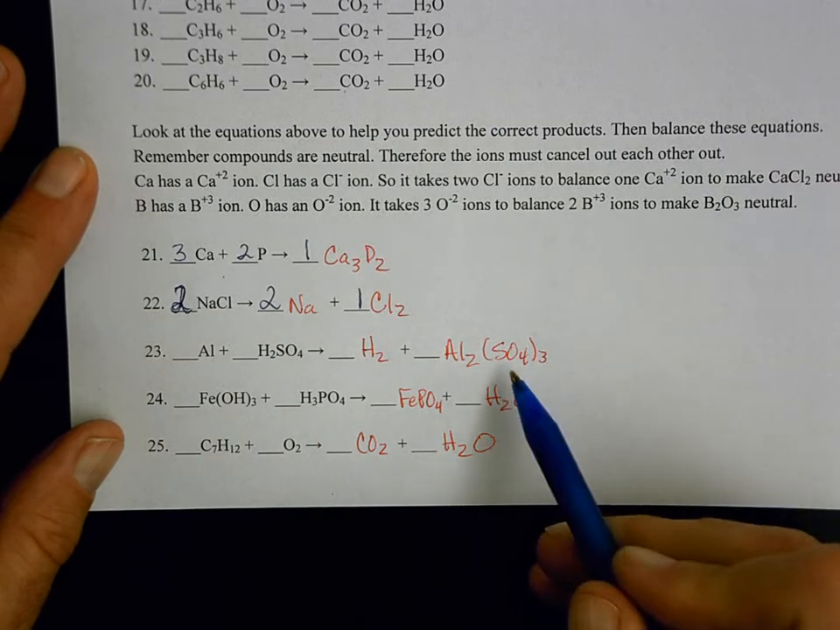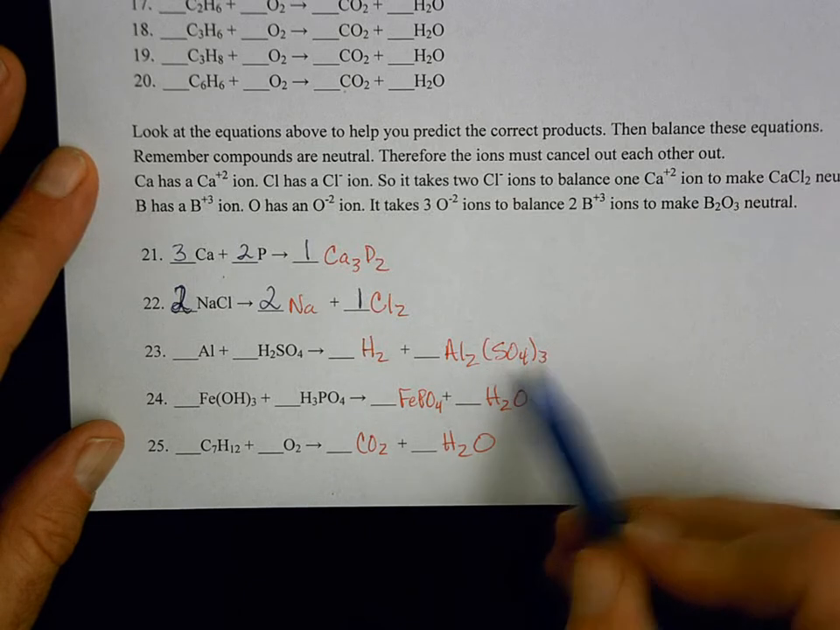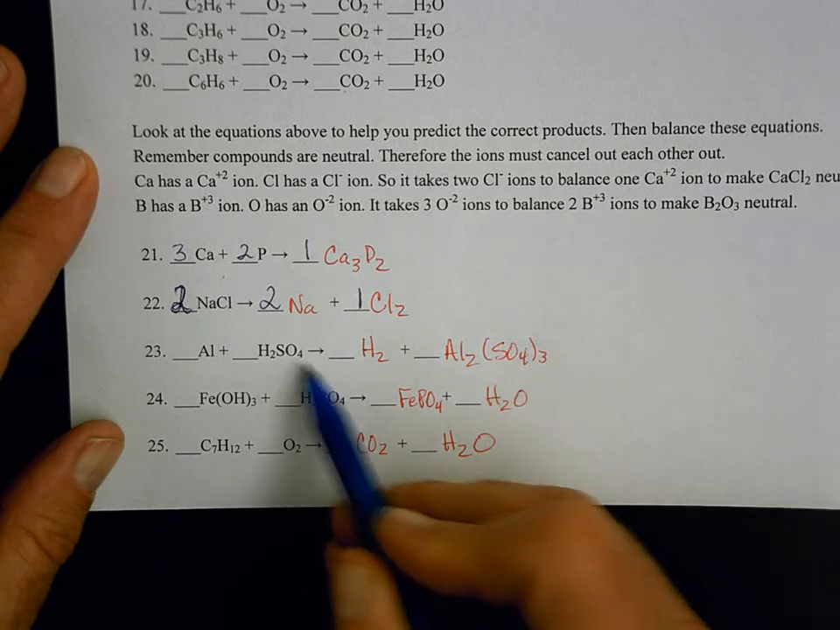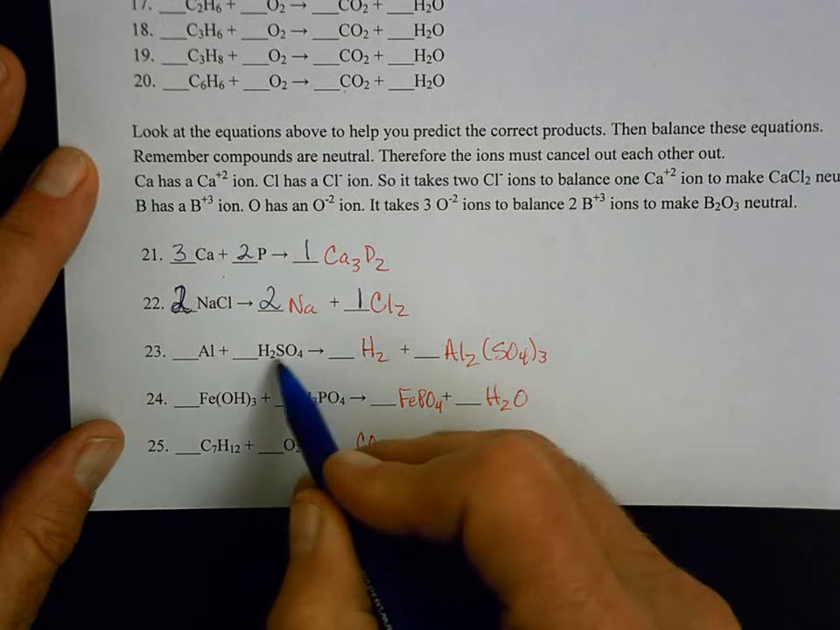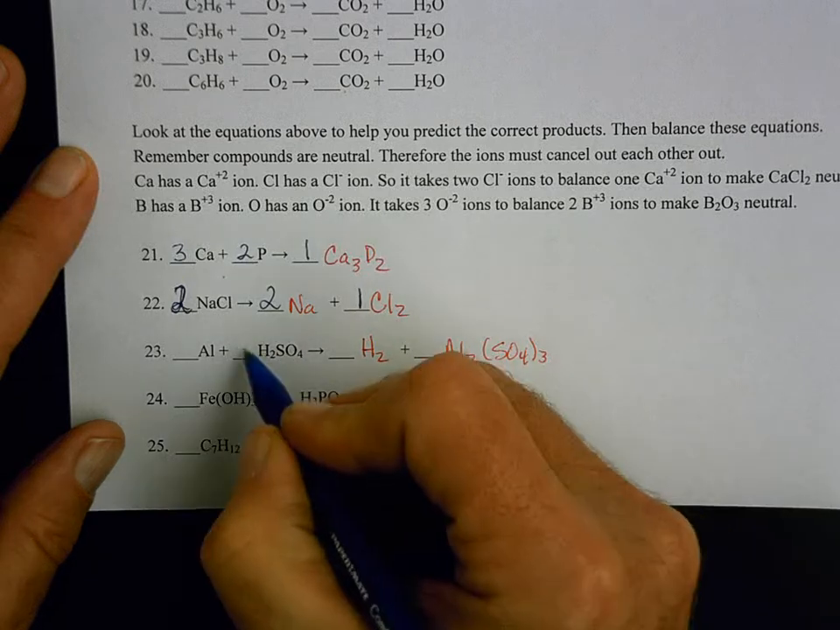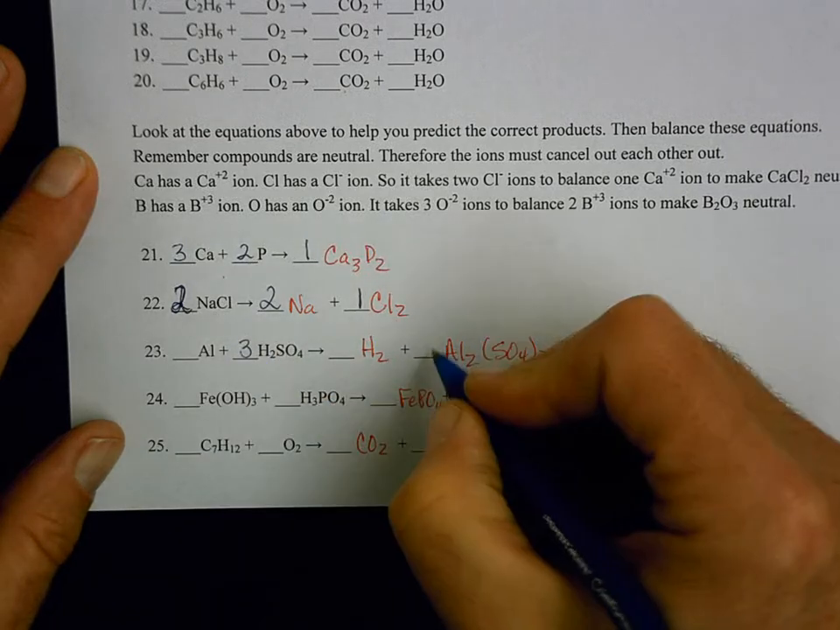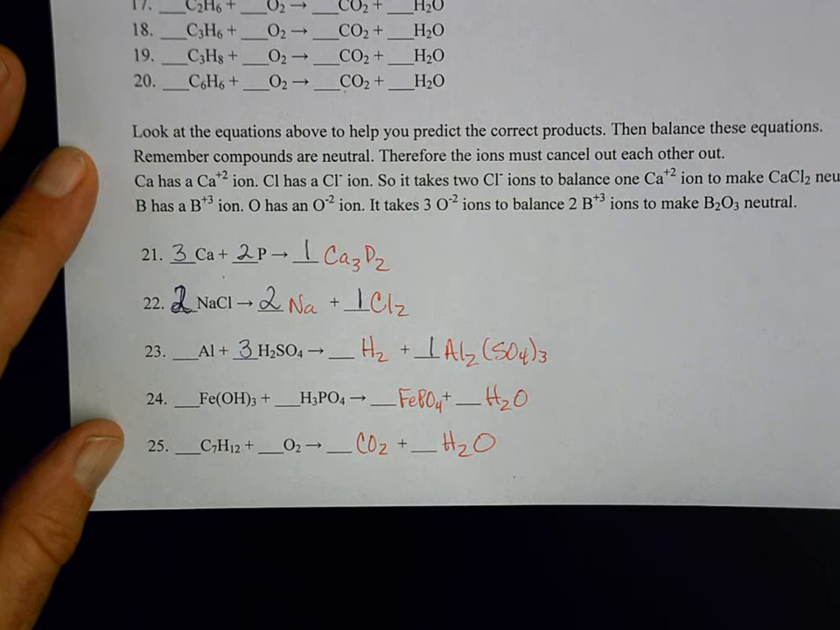For 23, I look at the SO4s. Here I have 3 SO4s. Here I only have 1 SO4. I treat this all as one thing. So let's put a 3 there and a 1 there, and now I have 3 SO4s on both sides.